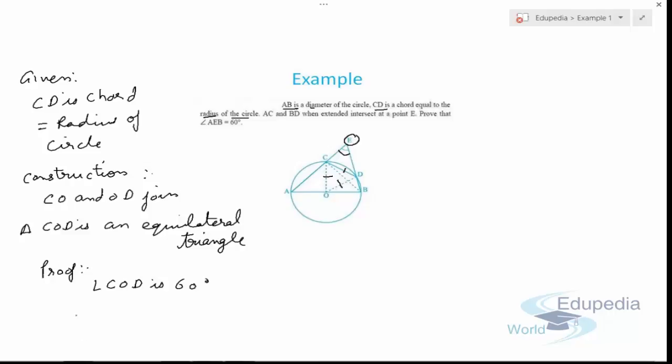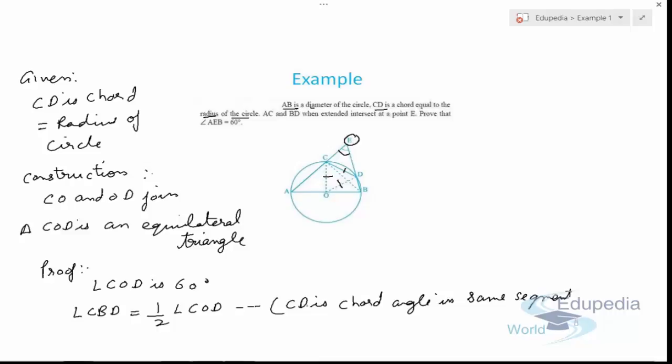Now we can say that angle CBD will be half of angle COD. Why? Because if CD is a chord, then the angle in the same segment is half the angle at the center, right?